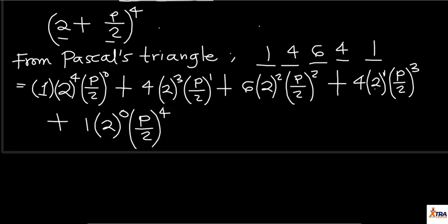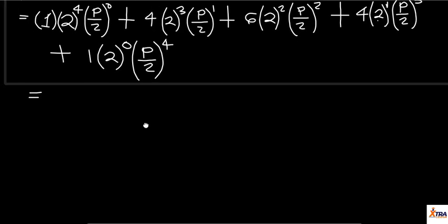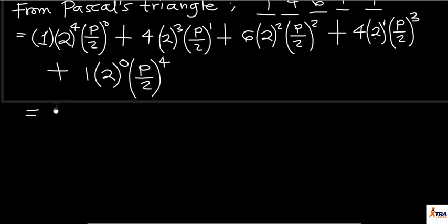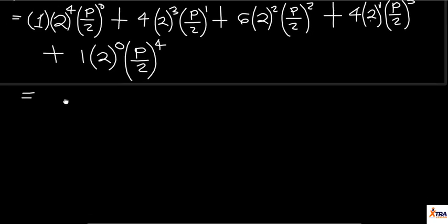After that, we can now simplify and expand. Simplifying and expanding, we have 1 times 16. We know 2 raised to the power 4 is 16. Writing our 16 here, we have 16. We know p over 2 all raised to the power 0, and anything raised to the power 0 is 1. So this is basically 16 times 1, plus 4 into brackets: 2 raised to the power 3 is 8, and then p over 2 raised to the power 1 remains p over 2.